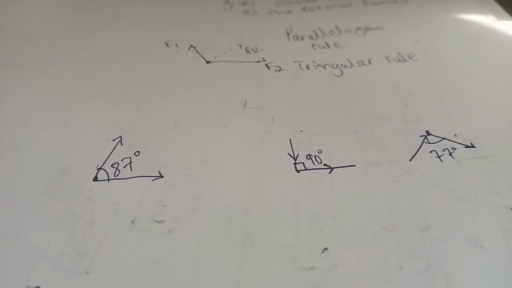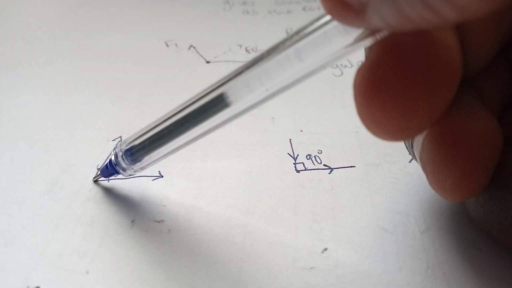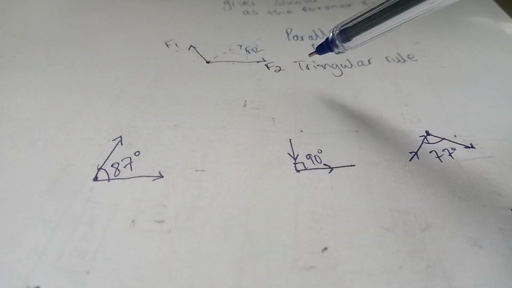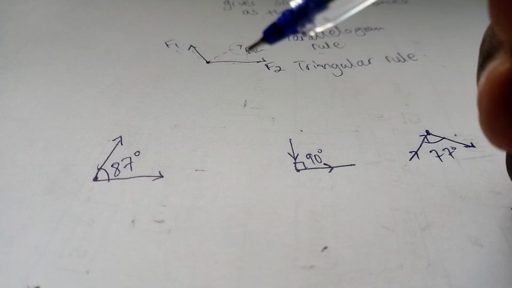Now look at those examples. This force is going in that direction, this in that direction. I want you to try and look, where will we use the parallelogram rule and where will we use the triangular rule? Let's start with this one. We have this point here and these two forces acting here. Which rule is it, the parallelogram rule or the triangular rule? We will use the parallelogram rule in this case.